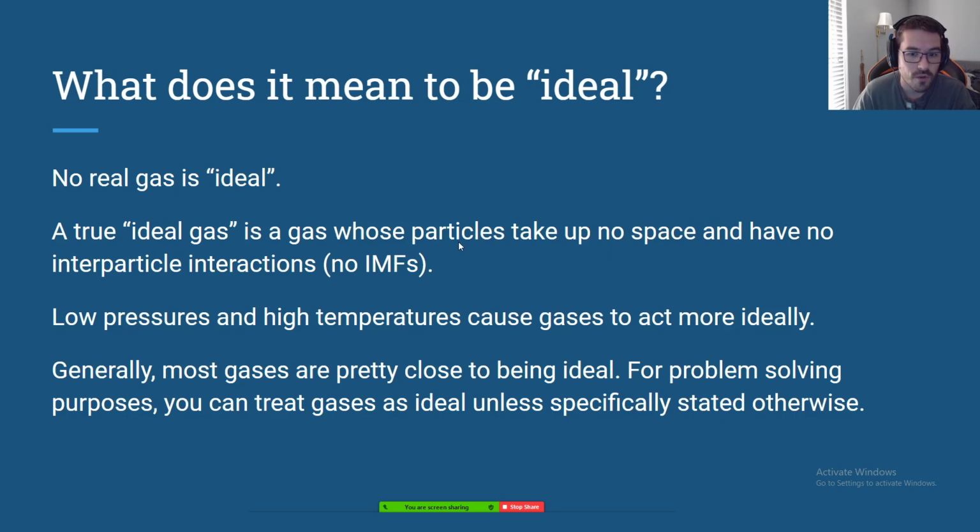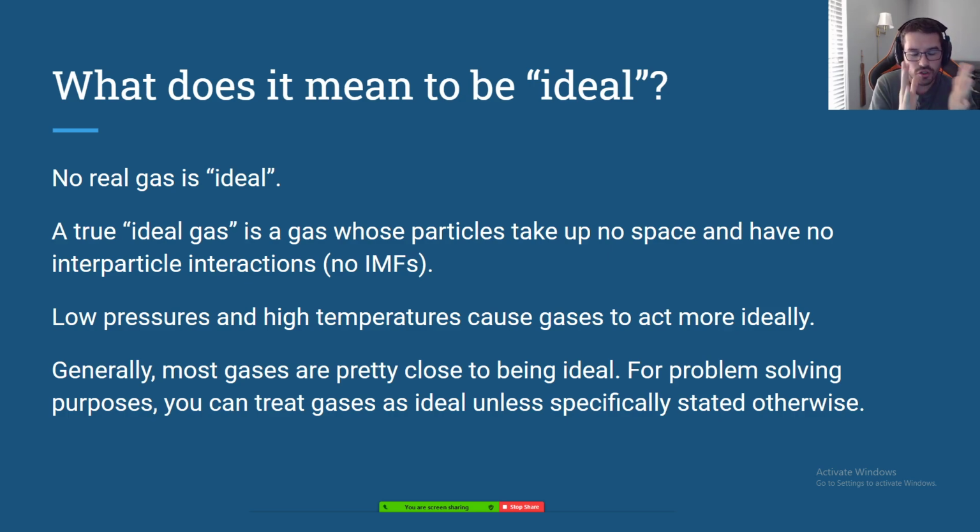Particles do in fact have volume. The particles themselves do in fact take up some space. And also a true ideal gas has no interparticle interactions, meaning no intermolecular forces. And we know that that's not true either. Basically what we're trying to say here is that a true ideal gas would contain particles that are infinitely small points, not actual physical objects. So that's not quite true.